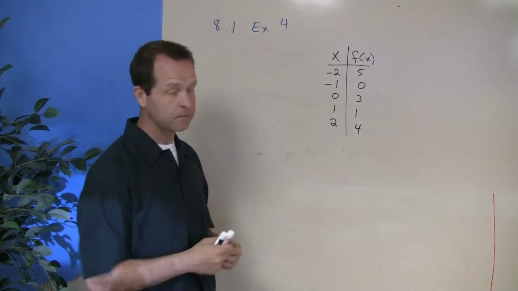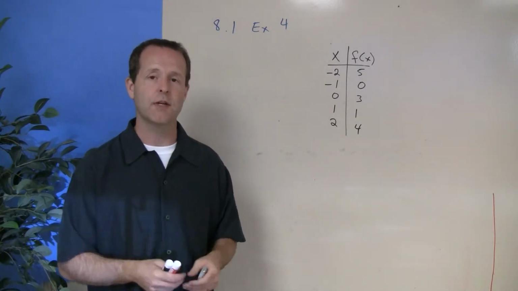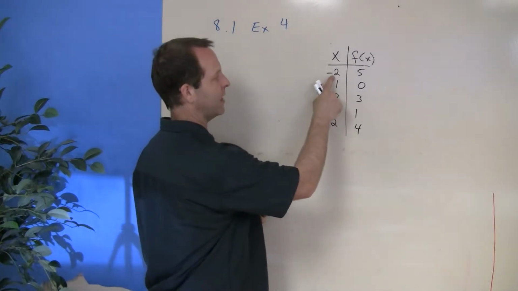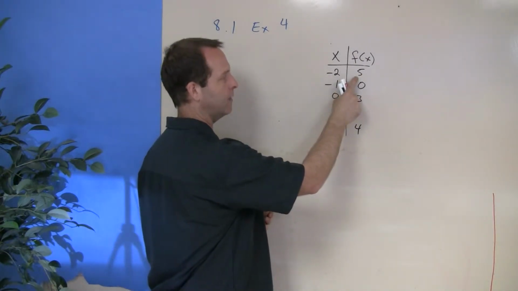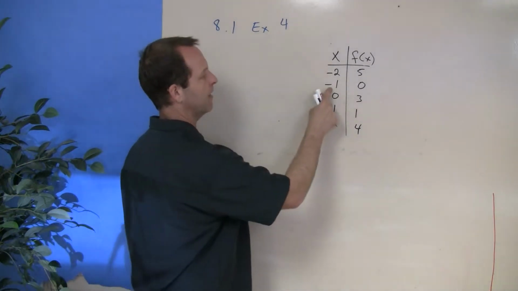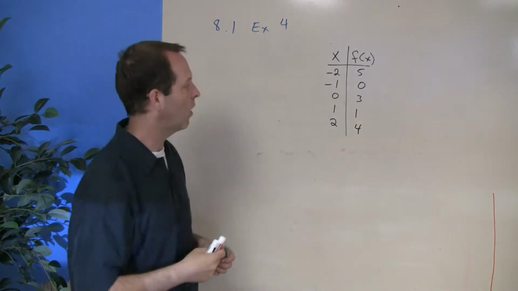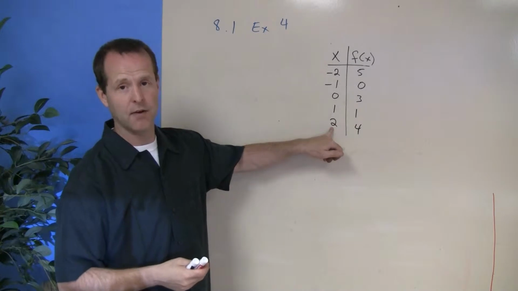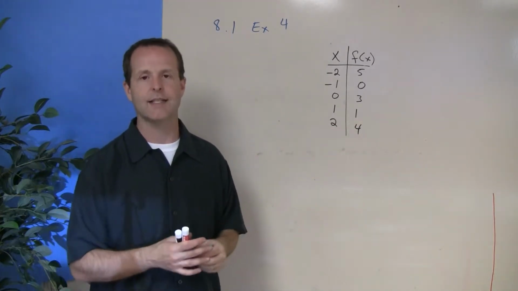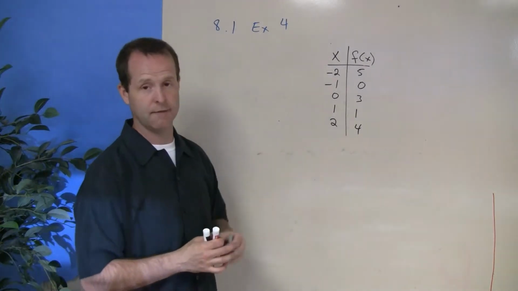Is it a function? Well, we need to find out, does every x value we have match up to exactly one y value? So as I'm looking at the x values, negative 2 equals 5. Every time I see a negative 2, it must be a 5. Negative 1 goes to 0, 0 is a 3, 1 matches a 1, 2 matches a 4. I don't see any duplicate x values here, and if I did, they would have to match up to the exact same value that the previous one had. So I can claim this is a function.